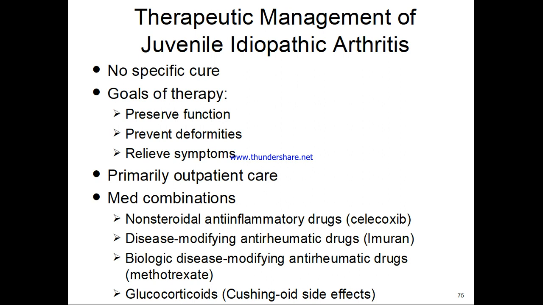glucocorticoids, steroids, prednisone, but caution is to be used with that because, as we know, long-term use can take over and actually turn off your own adrenal glands and create those Cushingoid side effects with the moon face and the elevated blood glucose level.